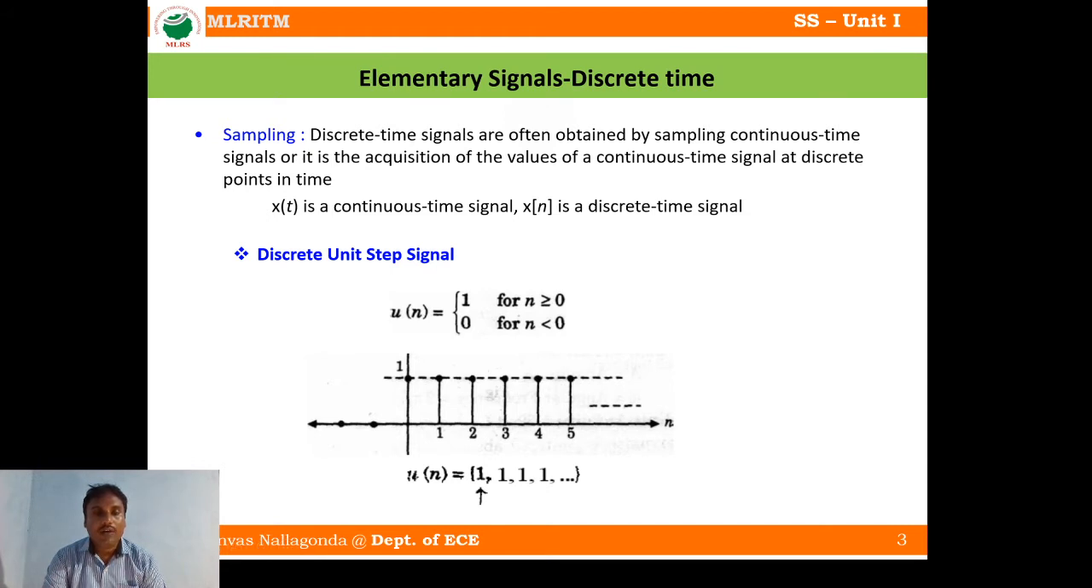It can also be shown like this: u of n equal to 1, 1, 1, 1 and so on, where the arrow indicates the starting sample. So it is at n equal to 0. This indicates n equal to 0. The arrow indicates n is equal to 0.